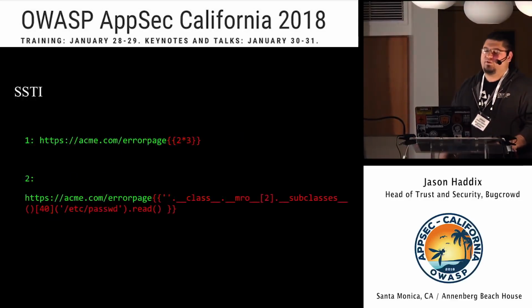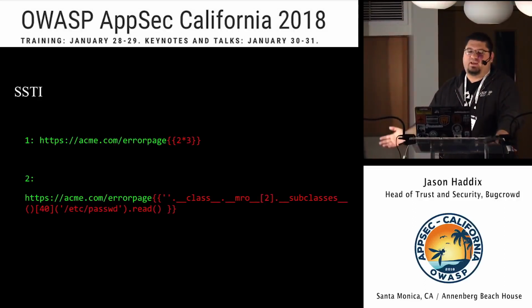And this is the idea of a templating engine, right? So here you have an error page that's going to parse this URL, or when you get redirected to this error page, it's going to parse the URL here. And instead of providing it a parameter, you give it a math operator inside some mustache braces, or you ask it to read a file in the second one here.